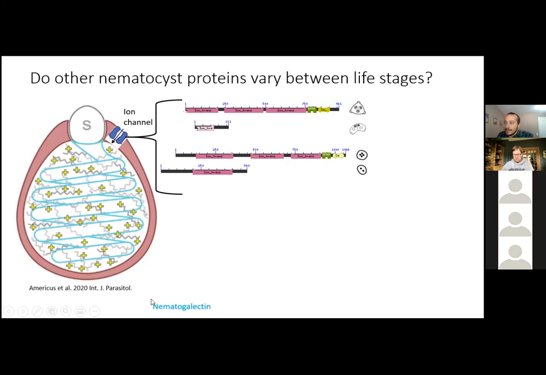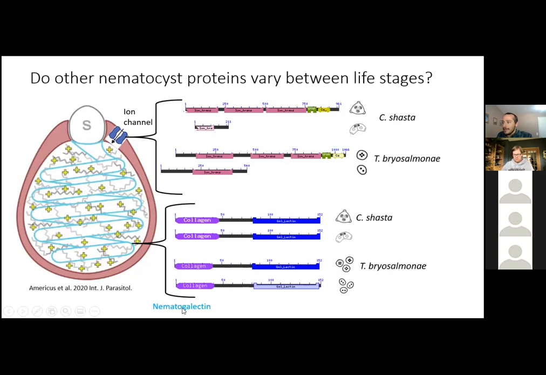So I looked at another protein that's found in nematocysts, nematogalectin, and we found that these things are totally the same between life stages. So in the case of C. shasta, this protein that makes up the stinging tubule here, nematogalectin, is totally the same between the actinospore stage and the myxospore stage. And the same was true for T. bryosalmonae.